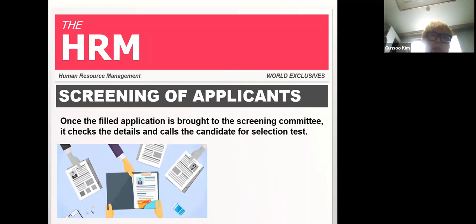Once the filled application is brought to the screening committee, it checks the details and calls the candidate for a selection test. The purpose of this screening test is also to weed out the unsuitable candidates, as spending time on them means waste of money. To have an effective choice among the applicants, HR managers score the applicants through weighted application forms which assign different weights to different questions.